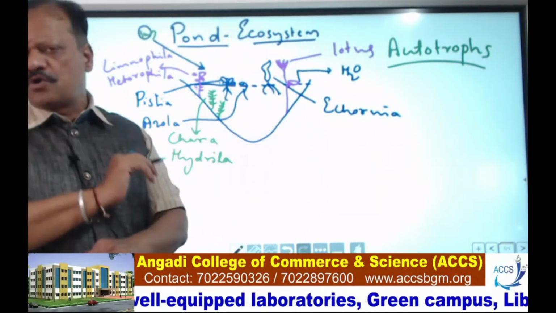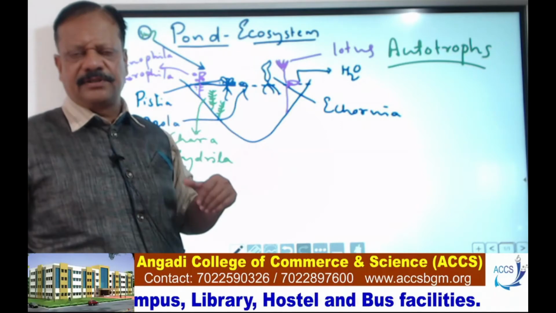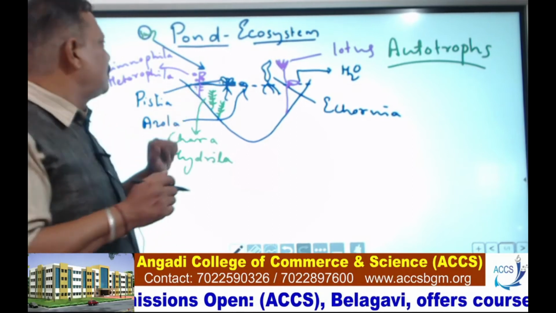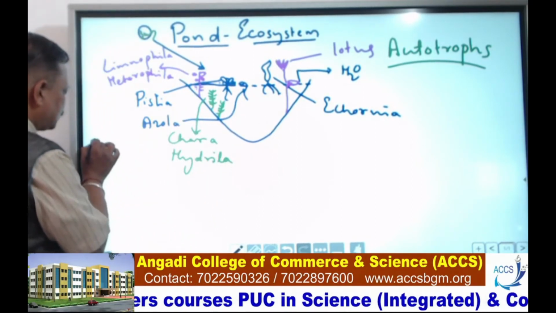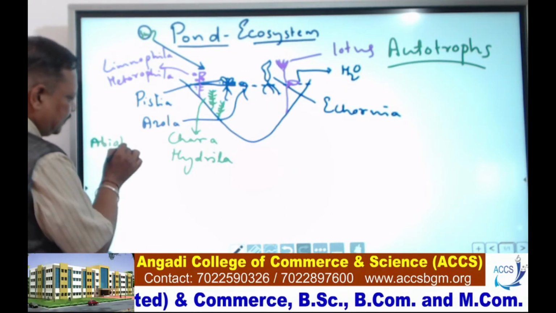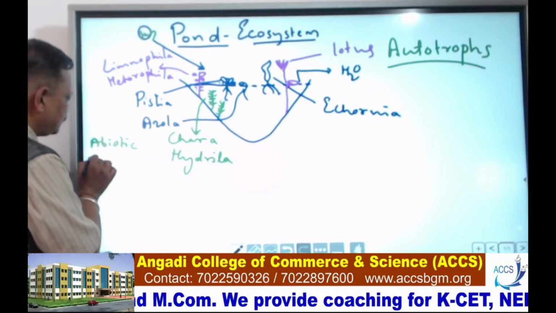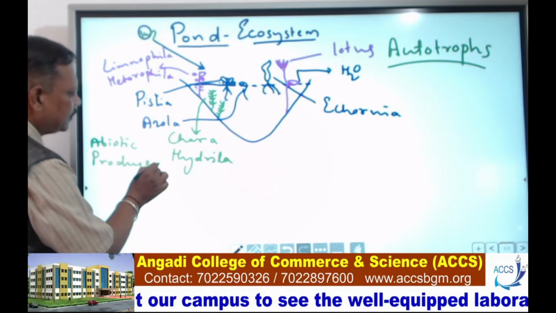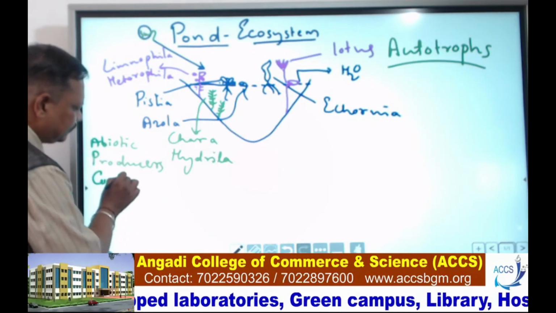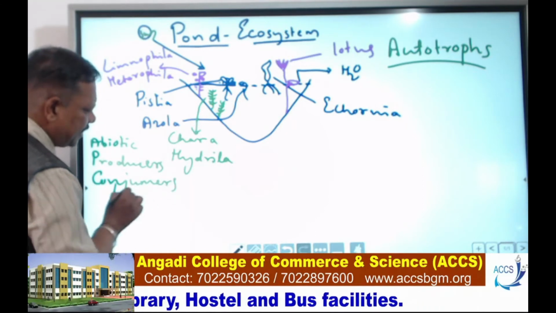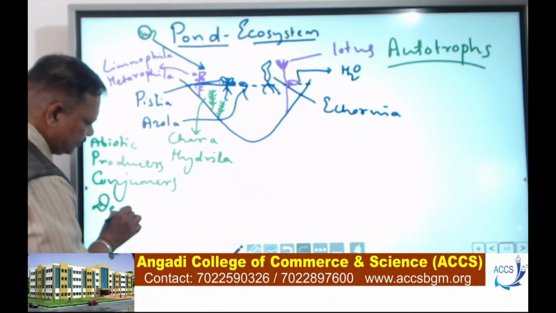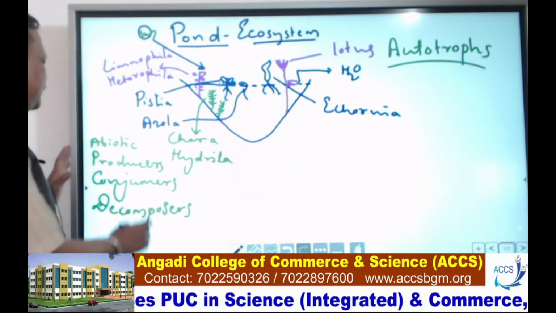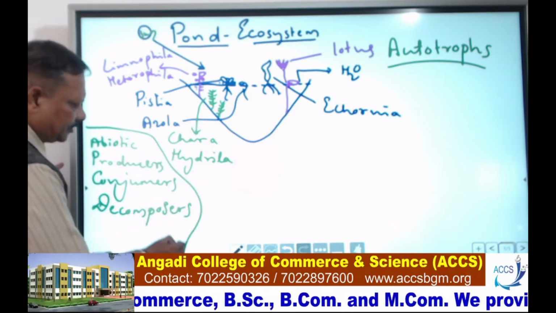All plants are autotrophs. So you observe autotrophs. Now comes the second point. Here, the abiotic factor. One by one, the factors you see. First one is the abiotic factor or abiotic part. Then comes producers. Then comes consumers. Then decomposers. So these four factors we have to observe.